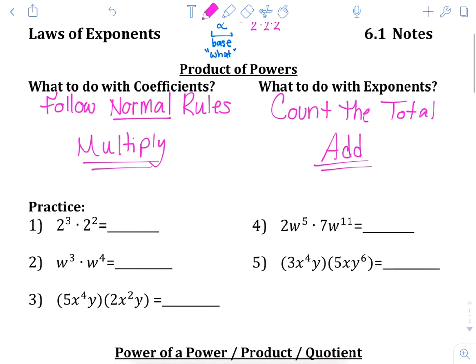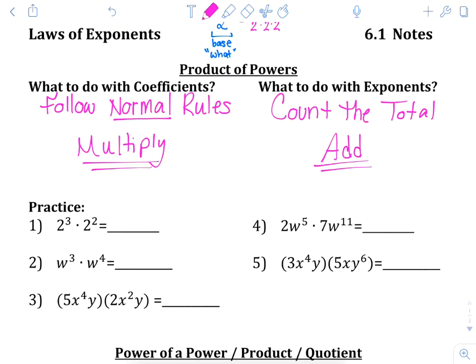Wonderful. Okay, so when we talk about the product of powers, basically the coefficients, which are the big base numbers, are going to follow the normal rules, which is multiplication. The exponents or the powers are going to add together. We're saying how many and how many more, how many total.